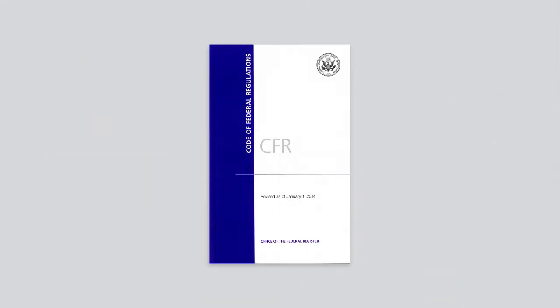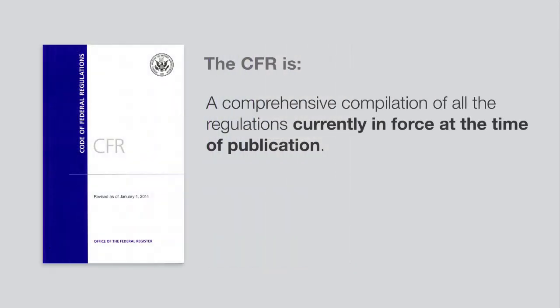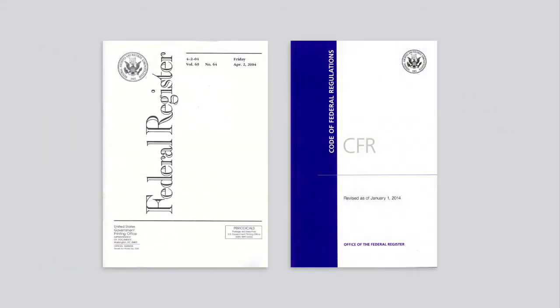A companion publication to the Federal Register is the Code of Federal Regulations. Whereas the Federal Register is a daily journal of proposed and final regulations published as they are promulgated, the Code of Federal Regulations, called the CFR for short, constitutes a comprehensive compilation of all the regulations currently in force at the time each title is published. The CFR represents a moment frozen in time. Any regulation it contains could have changed the next day. The Federal Register is to regulations what the statutes at large is to public laws. The CFR is like the U.S. Code, as they are both arranged by topic.